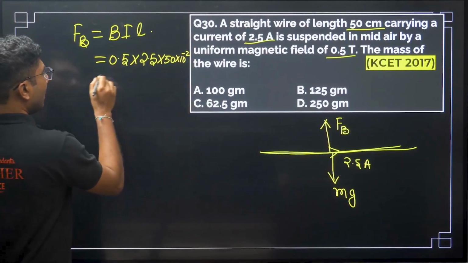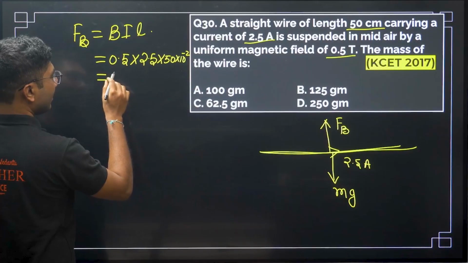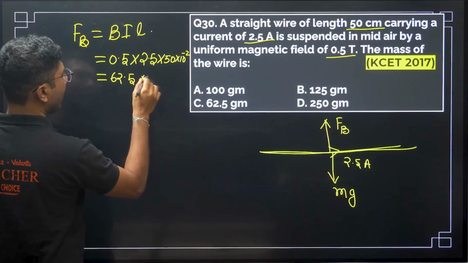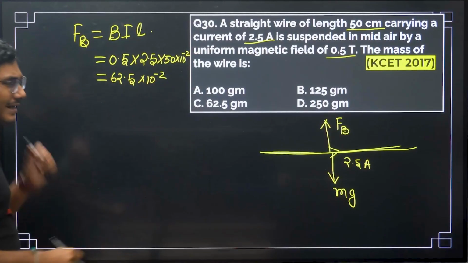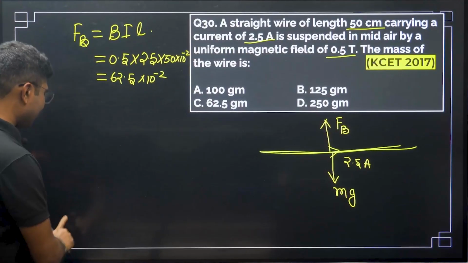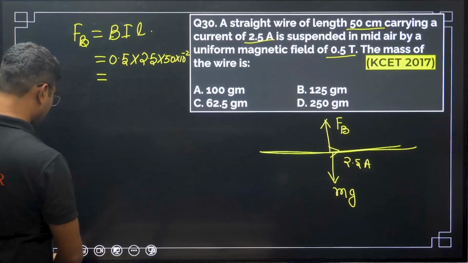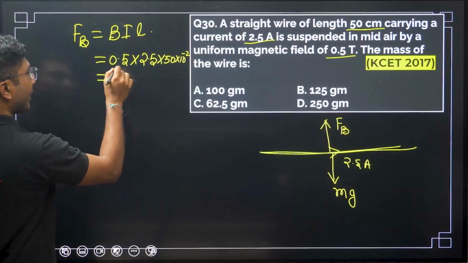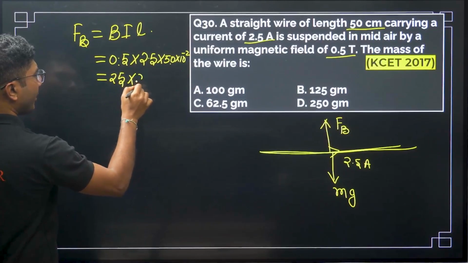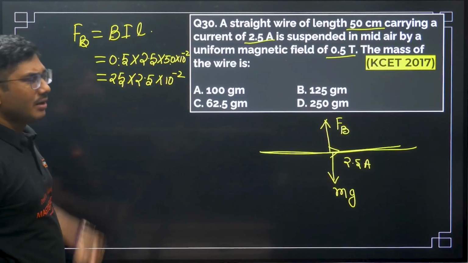So it will be 25 into 2.5 into 10 to the power of minus 2. How I calculated it, you can skip this part if you are interested. 0.5 into 50 is 25, into 2.5 into 10 to the power of minus 2. So this is the magnetic force.